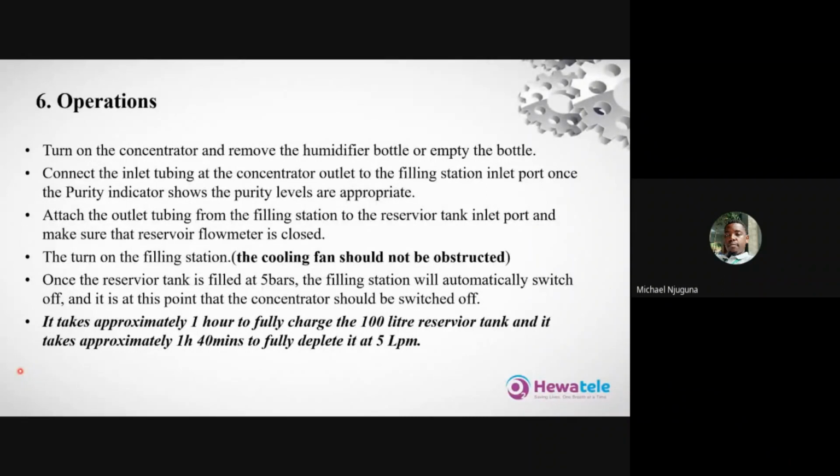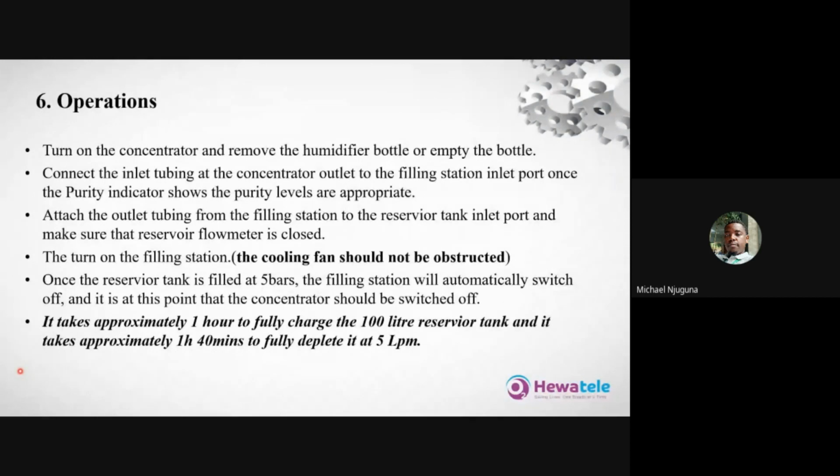And it is at this point that the concentrator should also be switched off. You don't want to pump in oxygen while the filling station is off. Of course, because of buildup of pressure, you might cause tubings inside the filling station to start to pop off, and that is not what you want. This could also have the same effect inside the concentrator. So turn it off once the filling station is also switched off.